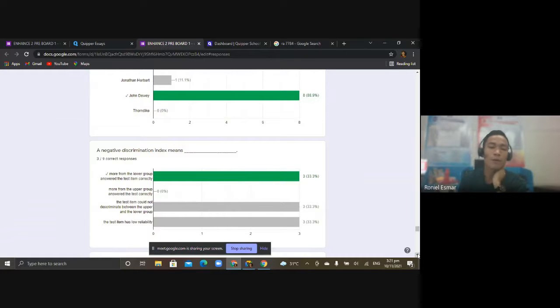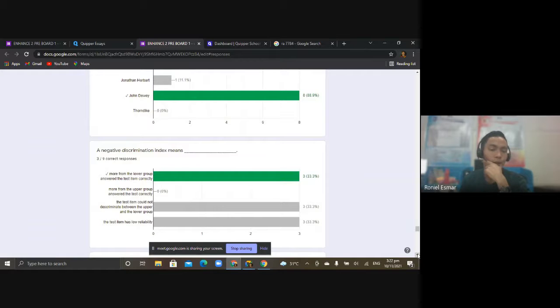Next, a negative discrimination index means, let's understand what we mean when we say negative discrimination index. Is it that more from the upper group answered the test correctly? For option number two, this is actually the positive discrimination index, which is the opposite of what we're looking for. Option number three, the test item could not discriminate between the upper and the lower group. Therefore, we're pertaining to a non-discriminatory index. But we're looking for negative discrimination, so it's also not the correct answer.